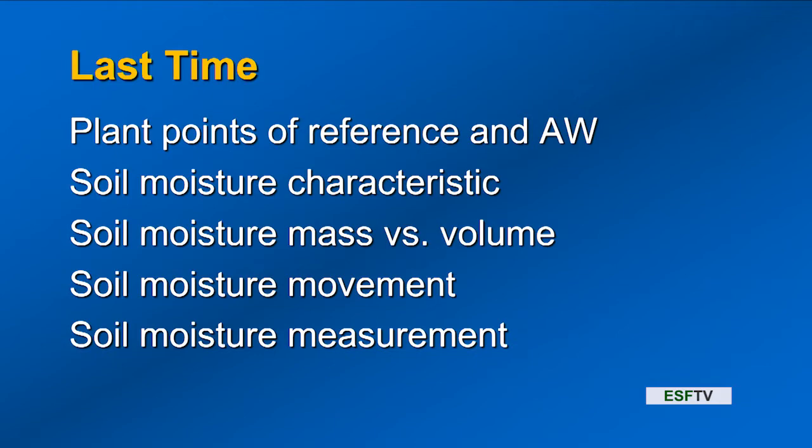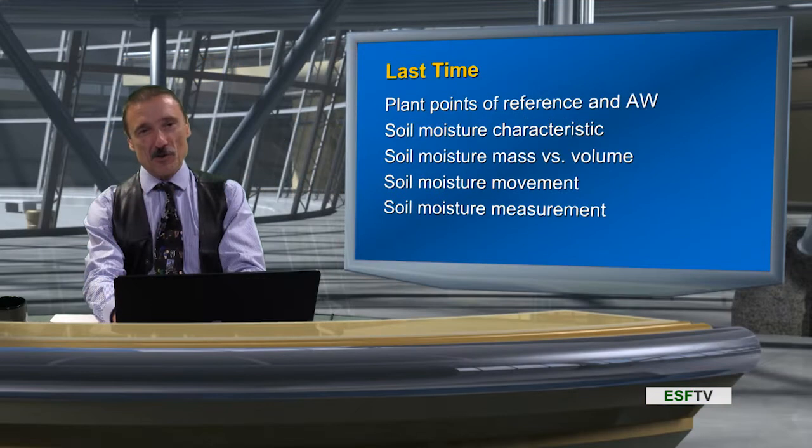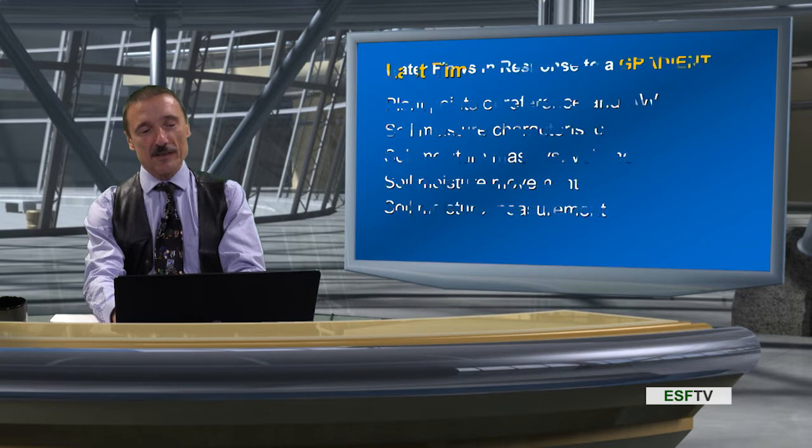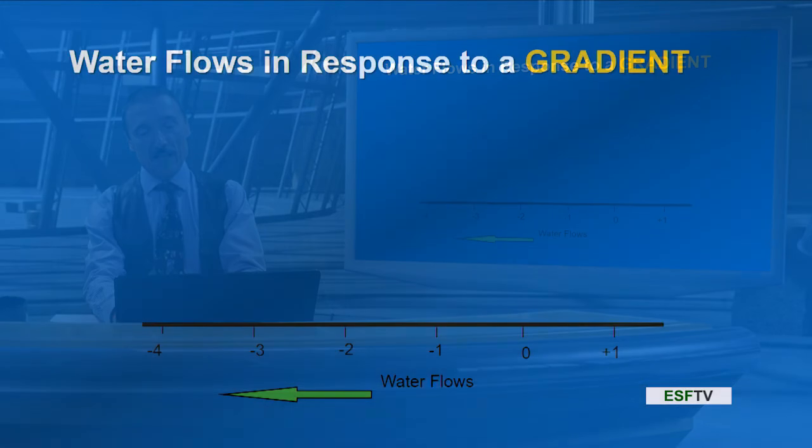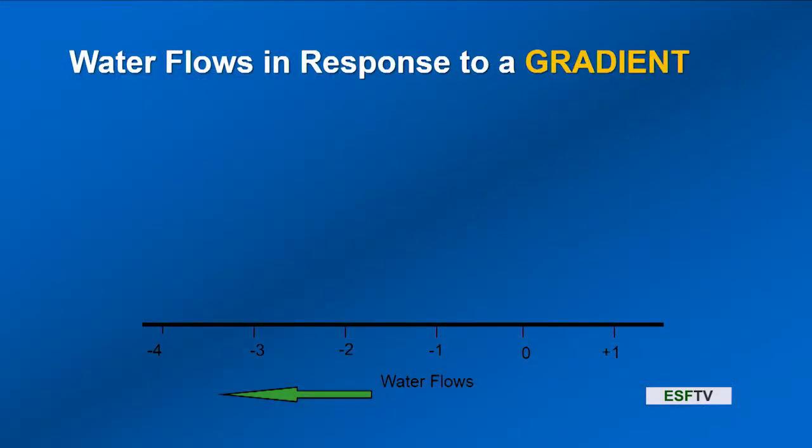So kind of review a little bit of movement, and then we'll continue on with our story as we head towards soil aeration. So water flows in response to a gradient, and the gradient is always the same. And so I've listed it on this line. So we're looking at water flowing from the right to the left, and we see free energy going from positive to negative free energy.